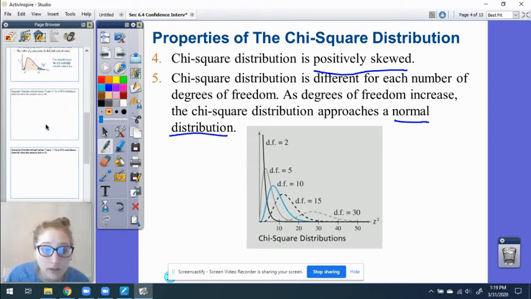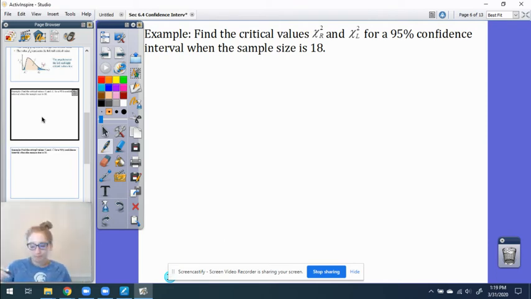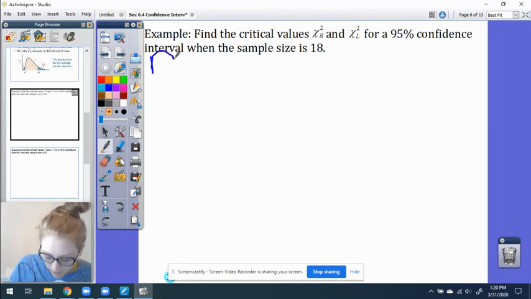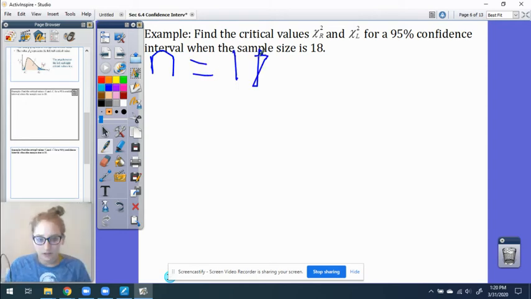All right, so let's kick this off with an example. We are trying to find both critical values for a 95% confidence interval when your sample size is 18. Okay, so the first thing I need you to note is that your sample size is 18. So that's n equals 18. Ooh, I just got a new pen, so that's why my writing is a little crazy. My degrees of freedom is going to be 1 less than that.